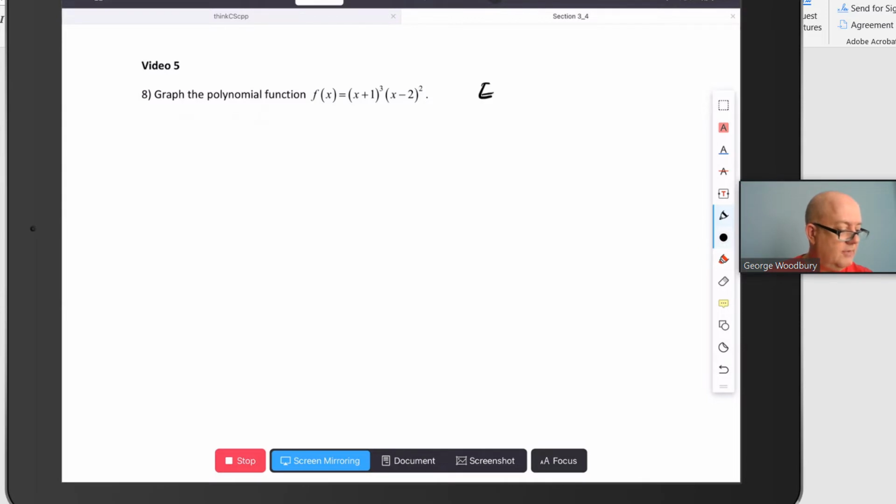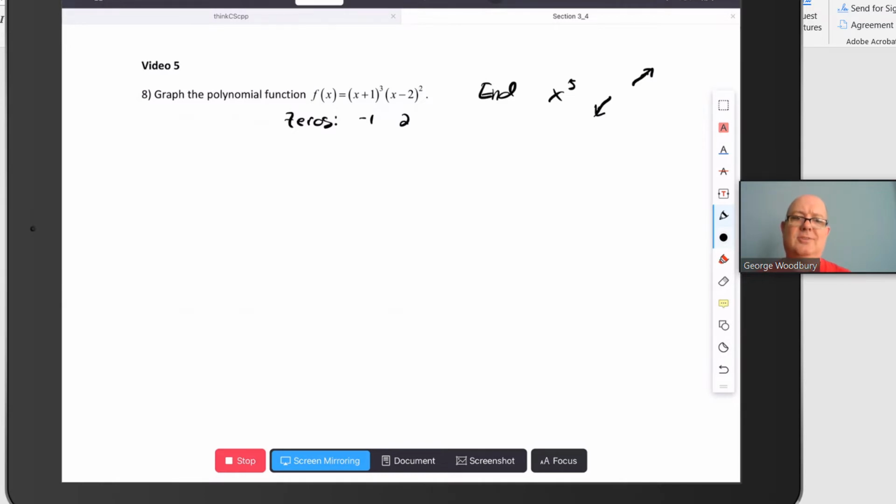So the end behavior, this is like x to the fifth power because I've got an x cubed times x squared. And we know that the end behavior will be like that. So up to the right, down to the left. For zeros, we have -1 and +2 from those two factors.